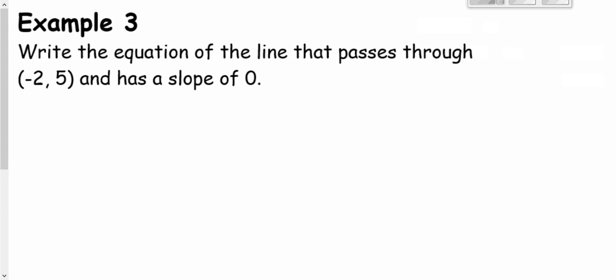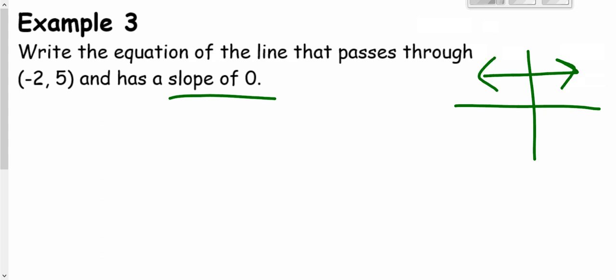So example 3 is asking you to write the equation of the line passing through this point, and it has a slope of 0. If it has a slope of 0, is that a horizontal or vertical line? It's a horizontal line, so that means it's going to look like this. So which axis is that going to cross? It's crossing the y-axis, right? It's not touching the x, so there's no x in our equation, but it's crossing the y-axis, so it's going to be a y equals equation.